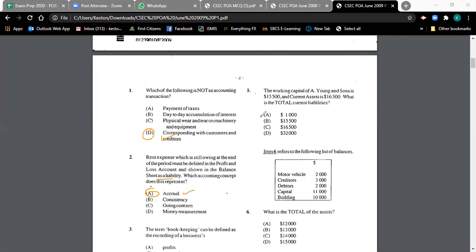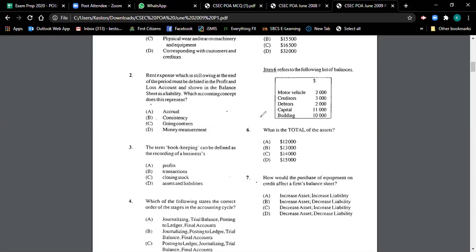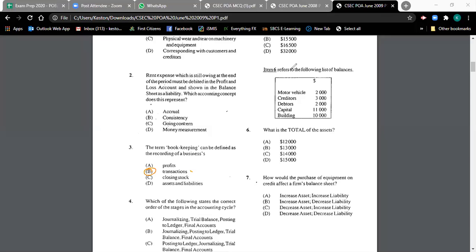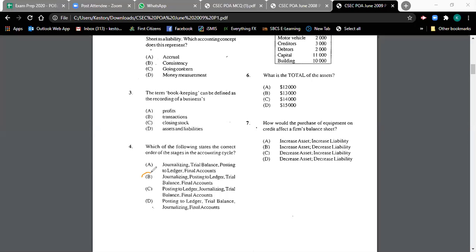Very good, Simon. 3. The term bookkeeping can be defined as the recording of a business's transactions. Yes, very good, Avisha. 4. Which of the following states the correct order of the stages in the accounting cycle? See how many times this has come? Oh, that's the answer for the last one. Shania, check that back. This is not first here. This is before final accounts. Right, well done, Avisha.